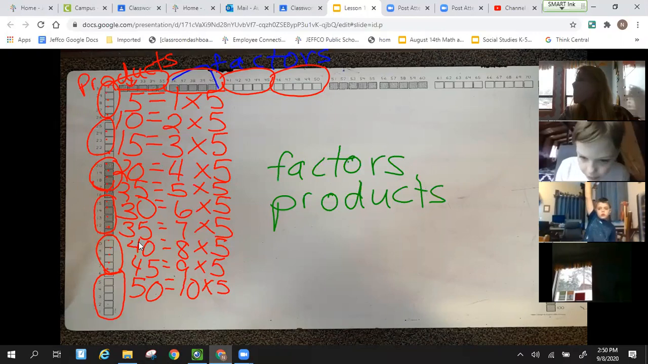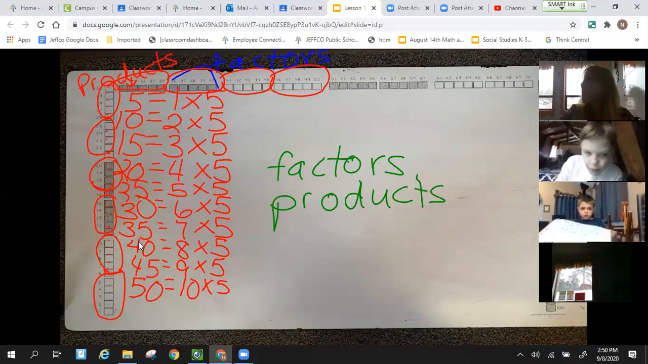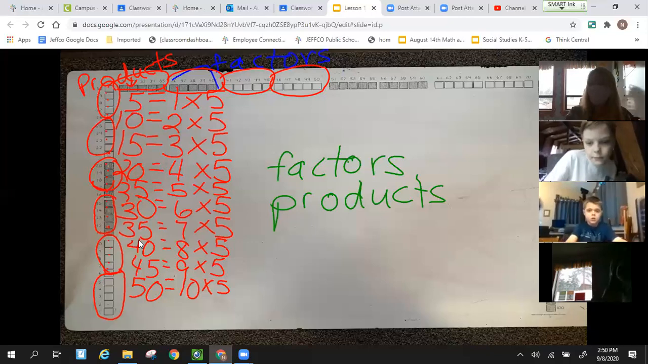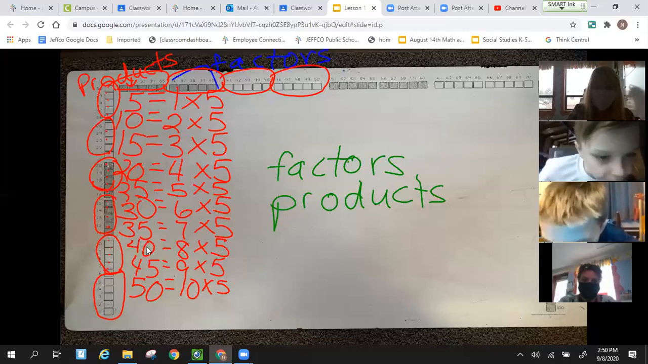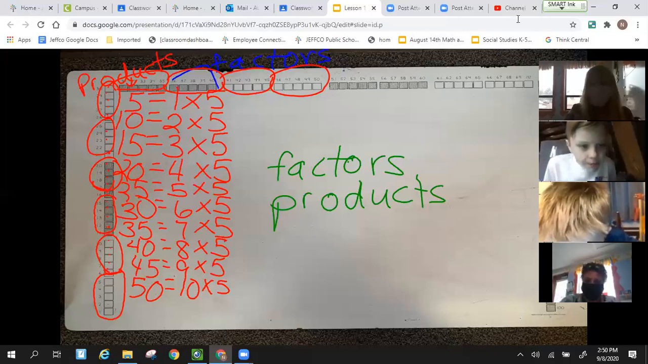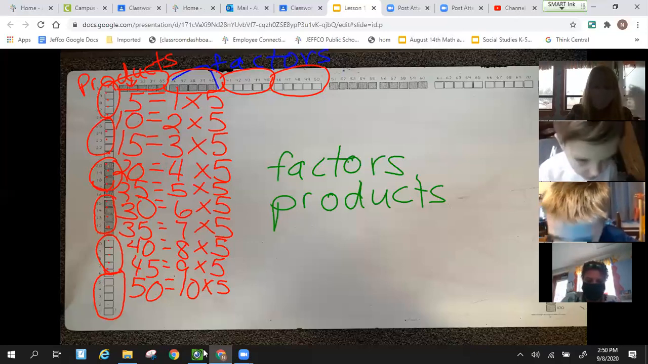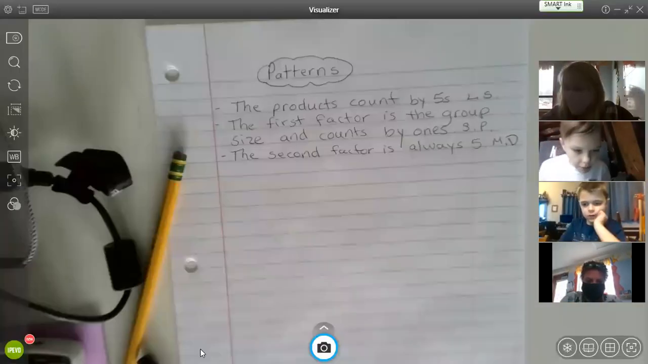Do you see anything else, Serene? Right, but can you notice the number was always a 0 or 5? That's what I was looking for. So the number in the ones place, thank you, Serene, is always a 5 or a 0. Look at that. 5, 0, 5, 0, 5, 0, 5, 0, 5, 0, which is really what patterns are, something that repeats. So thank you, Serene.